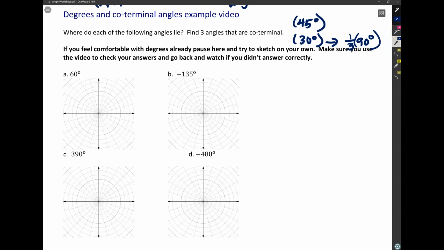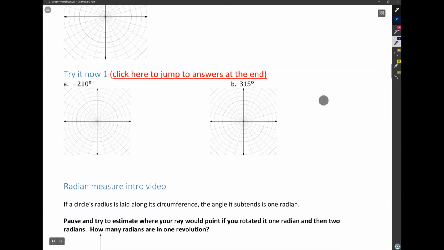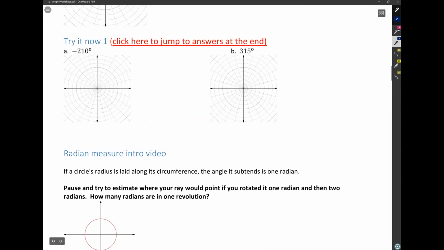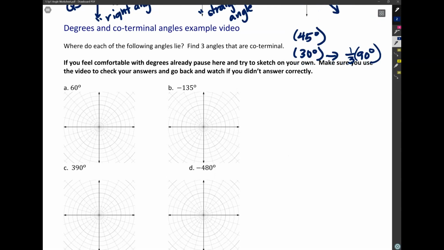Okay, so again, if you're feeling comfortable with degrees, please pause here, try and sketch these, and then you can go back and check your answers and just come back and watch if you need to. Let me just peek at, I didn't give you very good directions here. I want to sketch these angles, and then I want to talk about some coterminal angles.